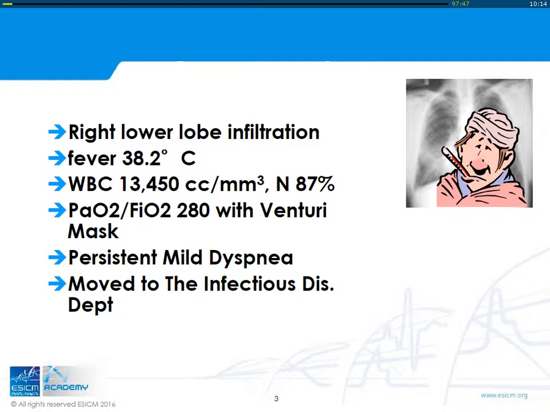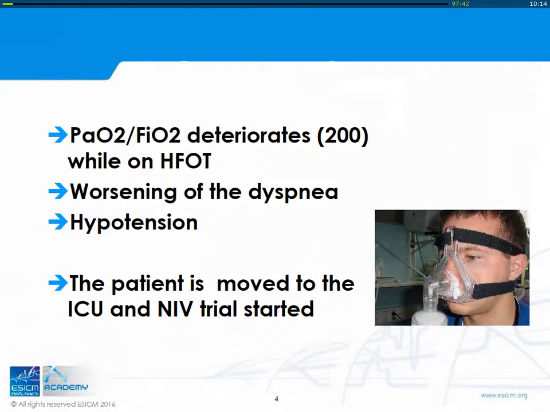An apparently simple case. But unfortunately, as soon as he is admitted into the infectious disease department, his PaO2/FiO2 deteriorates to 100 while he's on high flow oxygen therapy. There was a worsening of the dyspnea and some hypotension appeared, with systolic blood pressure below 90 millimeters of mercury. At that point, because the patient is considered a risky patient, the doctors in the infectious disease department decided to move him to the ICU, where a non-invasive ventilation trial was started.